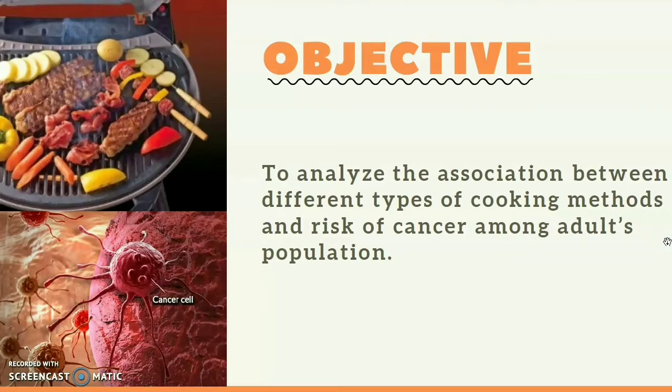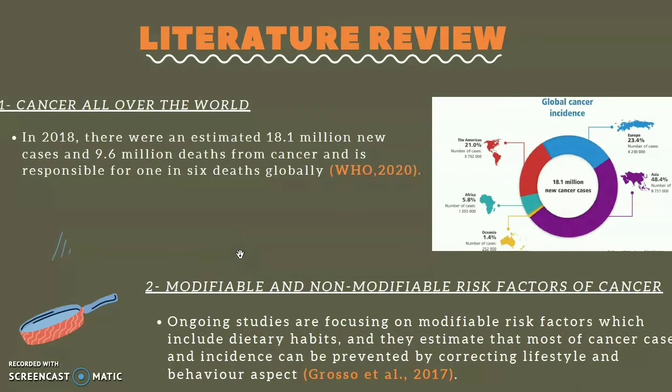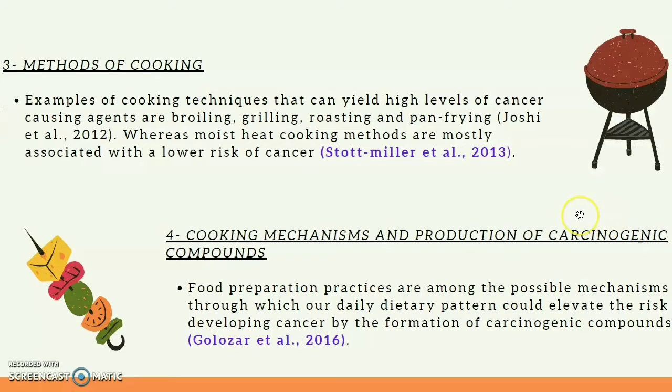The objective is to analyze the association between different types of cooking methods and the risk of cancer among the adult population. Next is the literature review. My literature review is divided into four. The first one is cancer all over the world. Second is modifiable and non-modifiable risk factors of cancers. Third is methods of cooking, and fourth is the cooking mechanism and production of carcinogenic compounds.